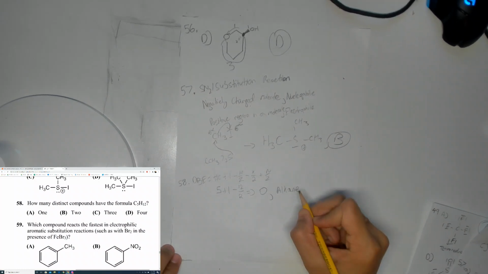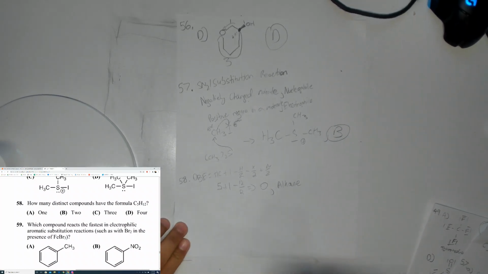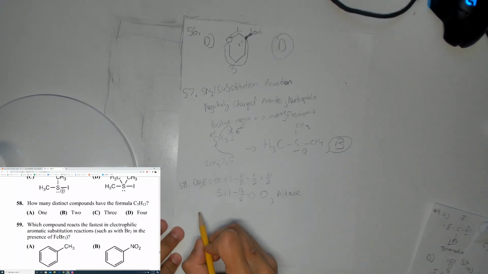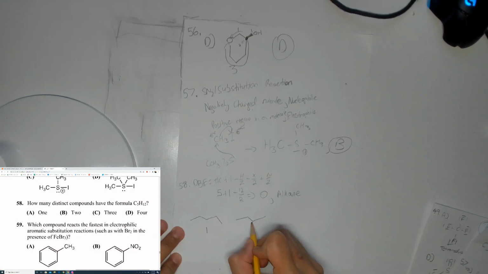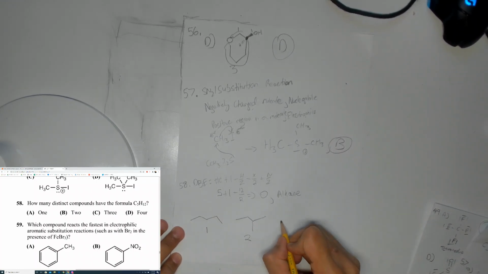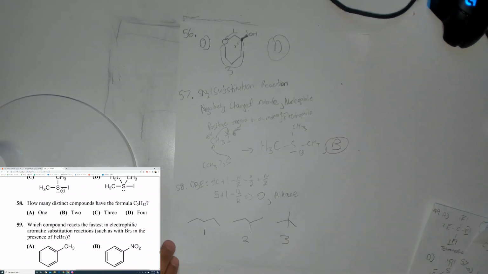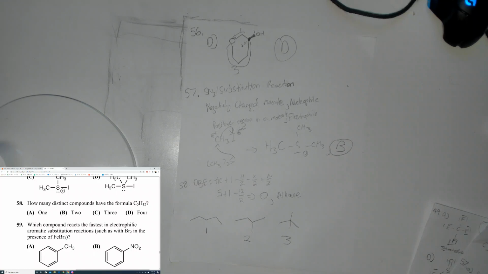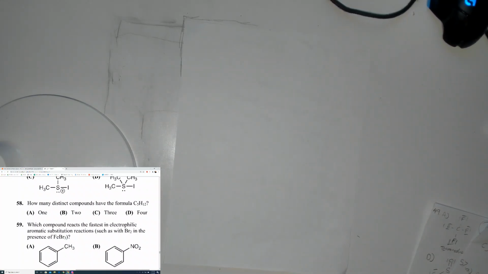So what you're dealing with here is an alkane. So now there's no rings or no double bonds, so we just have to draw them out. So the first isomer, this just takes practice if you want to find them all. So the first one is this one, the second one is this one, and the third one is this one, right? So that is our answer, and 58 is therefore C. Moving on to 59.